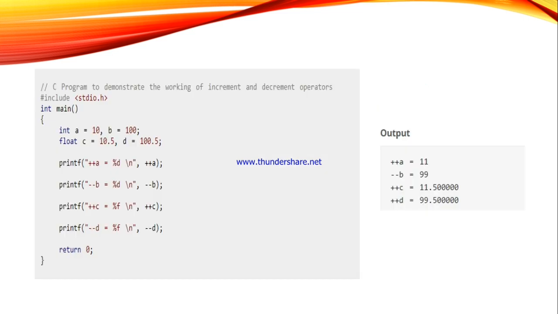We see a sample program based on operators: #include <stdio.h>, int main, a equal to 10, b equal to 100, c equal to 10.5, d equal to 100.5. We see ++a equal to %d in the printf. What I said, ++a means immediately we have to take the action, so the value 10 will be incremented to 11. That's why we have the output ++a equal to 11, and --b immediately takes action, 100 minus 1 is 99, and next ++c and --d.